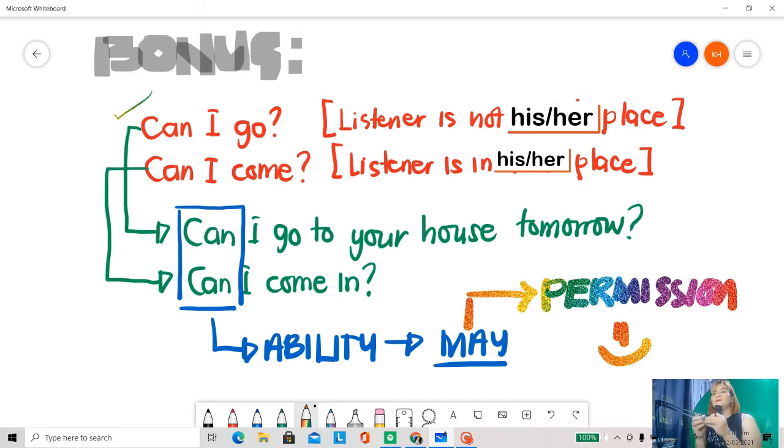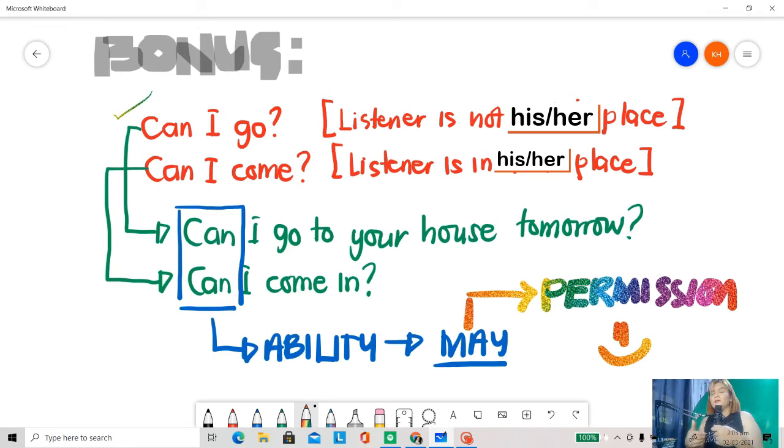Right? You can use can I come if the listener is in the place that he or she owns, or the place that he or she is supposed to be in. Right? So, for example, tomorrow, your best friend allowed you to go to their house. And then you knocked on the door, instead of saying, can I go in? Right? Can I go in? You may already ask the owner of the place or the listener of your utterance, can I come in? Because now, the action is going towards the listener, right?